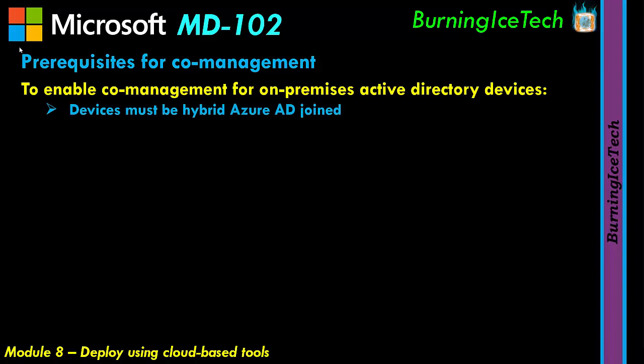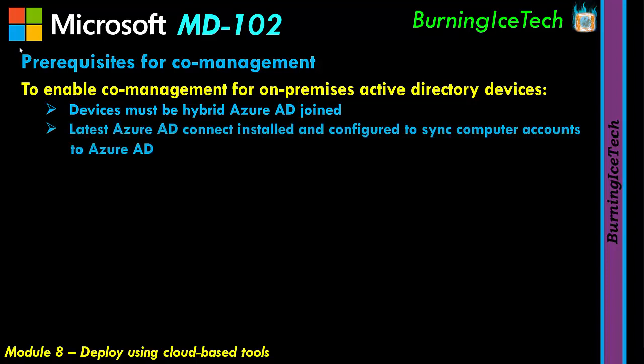Sounds like a big train smash, but that's actually very easy. Some of the other ones are a little bit more complex. The latest Azure Active Directory Connect must be installed and configured to sync computer accounts to Azure Active Directory. Now, if you don't remember what that is from my previous modules, Azure AD Connect is the tool you install on premises on your servers to synchronize your Active Directory in the cloud with the one on premises and vice versa.